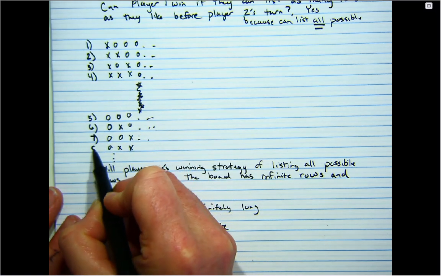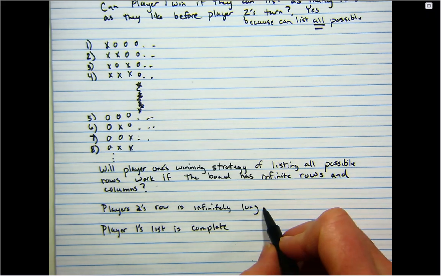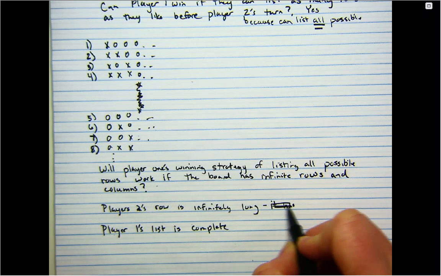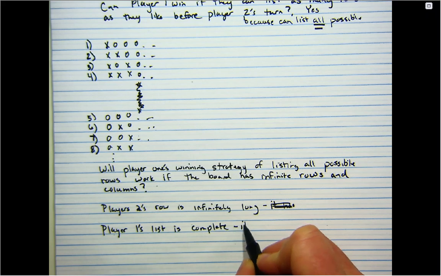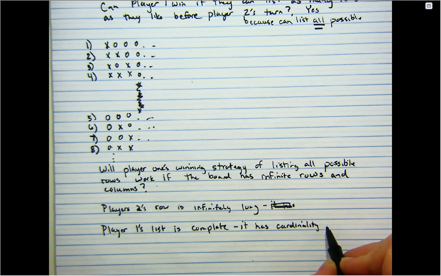So player one's list is done in that it corresponds with the natural numbers. Player one has a list of X's and O's that goes with every natural number. There's a one-to-one correspondence between the rows in player one's list and the natural numbers. Player one's list is complete. It has cardinality N, the same cardinality as the natural numbers.